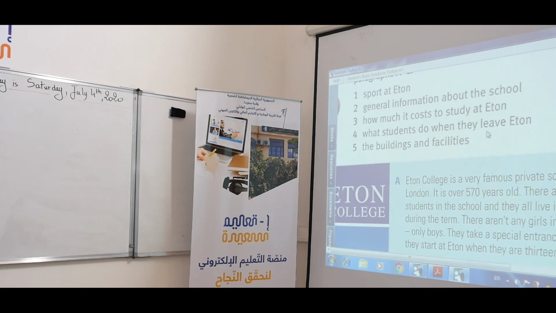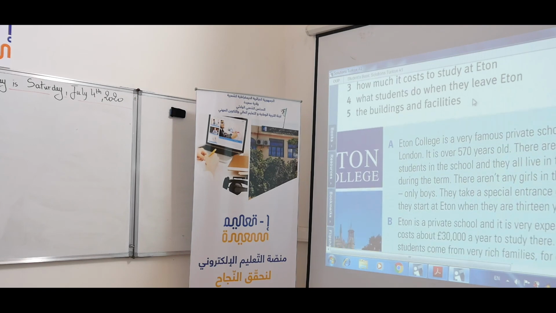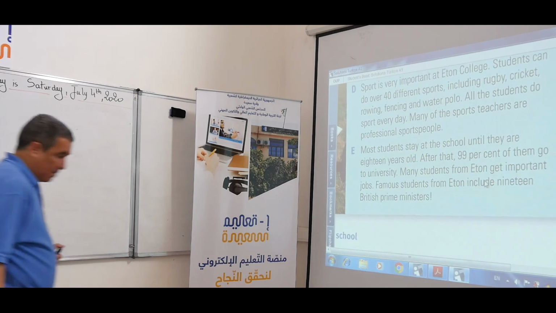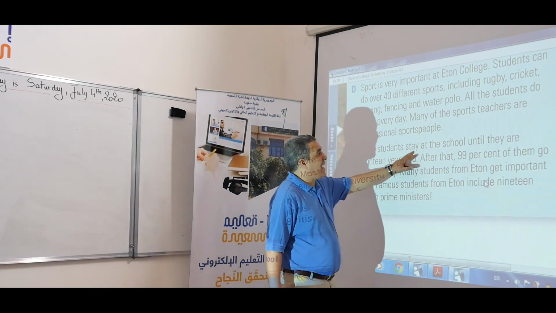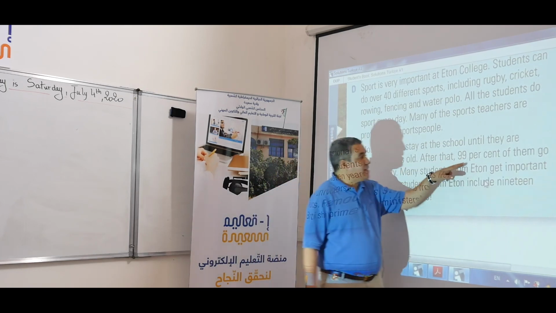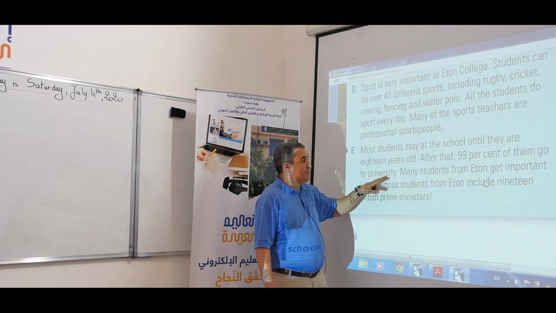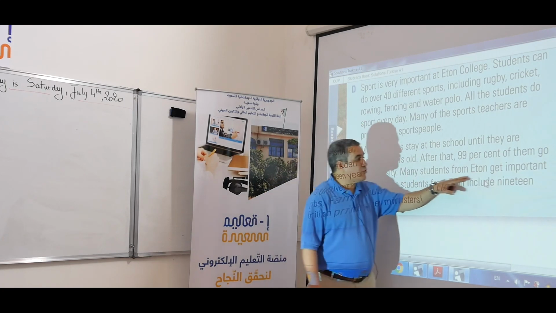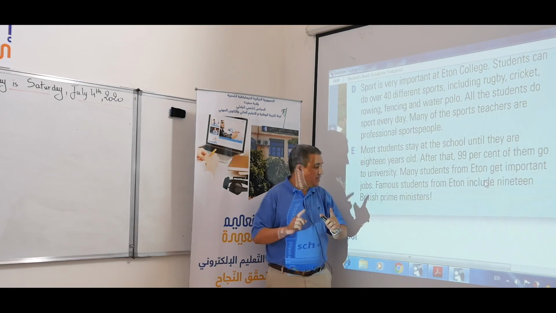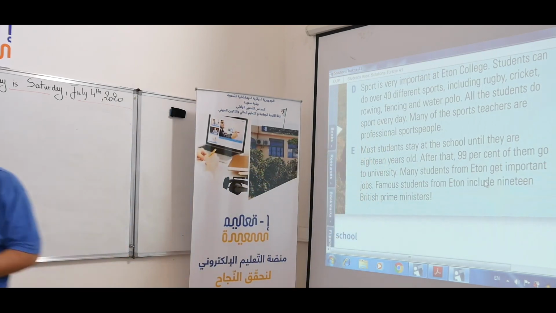Then, what do students do when they leave Eton? What do students do when they complete their studies at Eton? Paragraph E. Most students stay at the school until they are 18 years old. So what do they do? 99% of them go to university. Many students from Eton get very important jobs. Famous students from Eton include 19 British prime ministers. Excellent.